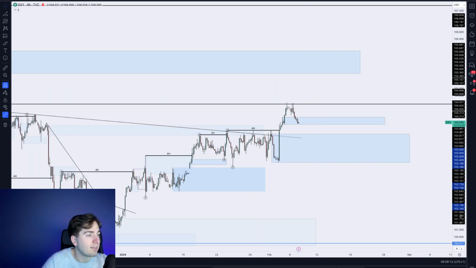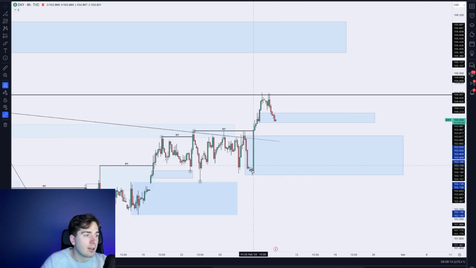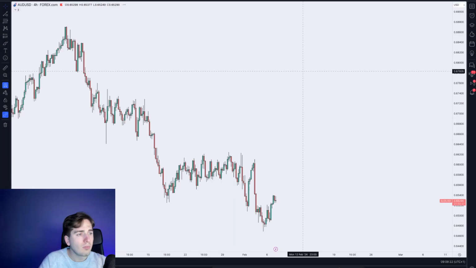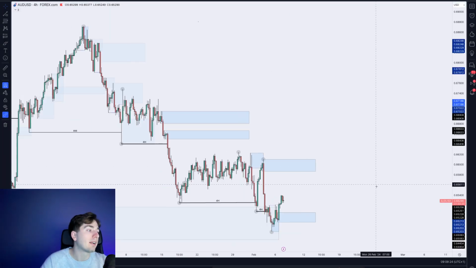So just keep in mind that if we do pull back in towards this area of demand, we could reverse from anywhere inside of there. Now that's the dollar index. Moving in towards Aussie dollar. So Aussie dollar has pushed back up higher.